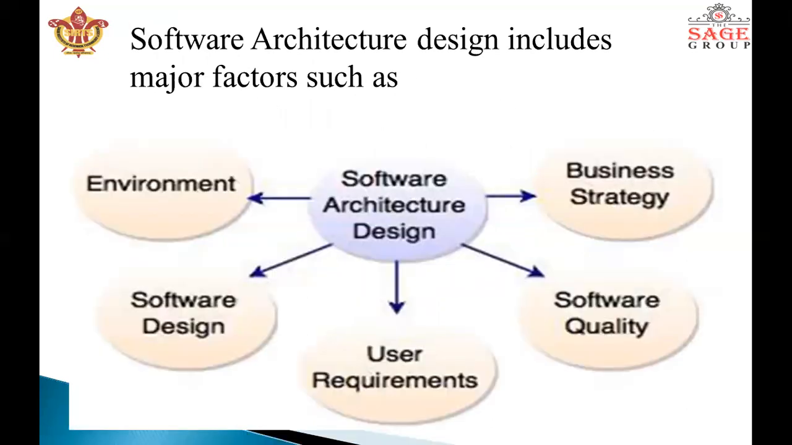So here you can see the software architecture design includes major factors. If any architect wants to design software, then these factors are important to implement that particular software, right? First one is environment, second one is software design, third one is user requirement, next one is software quality, and next one is business strategy.